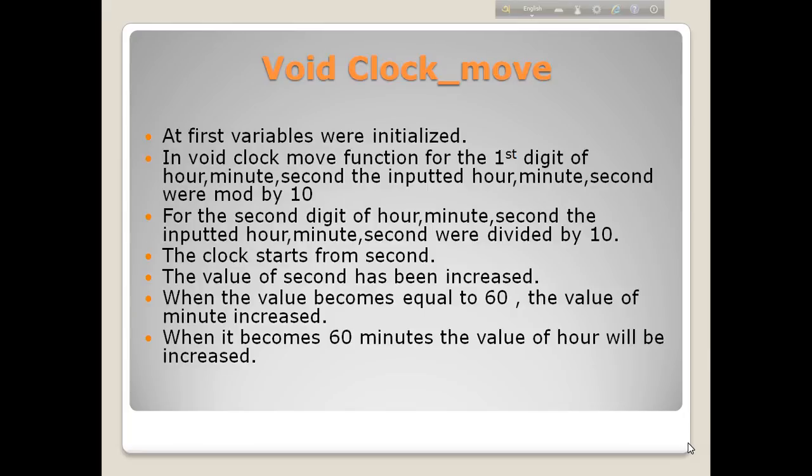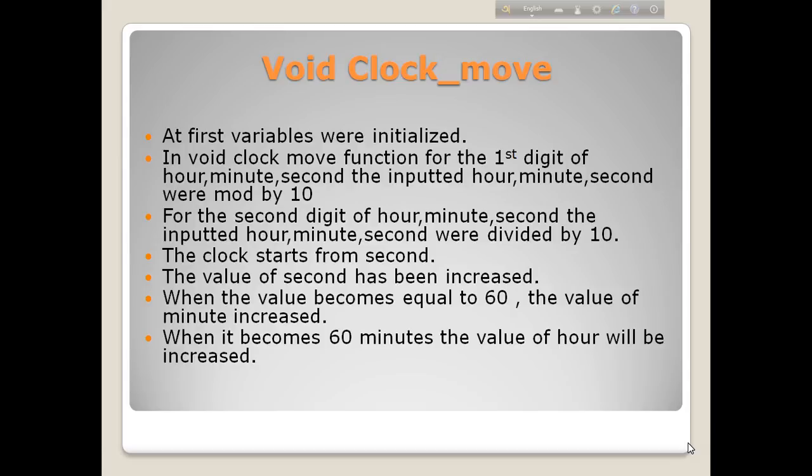We made this function. Now let's look at this function and try to figure out what it does. At first, variables were initialized. It's done in the beginning of this function. In the void clockMove function, for the first digit of every hour, minute, second, the inputted hour, minute, second were mod by 10. For the second digit of hour, minute, second, the inputted values were divided by 10.